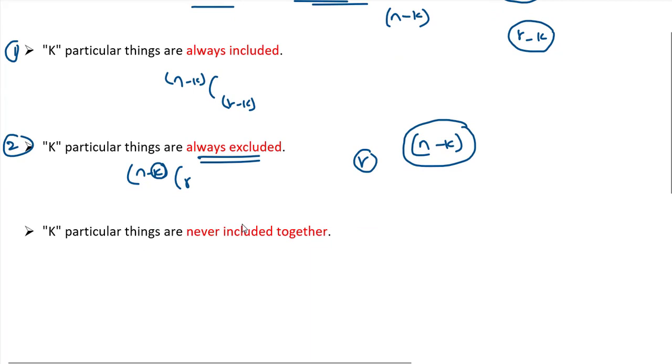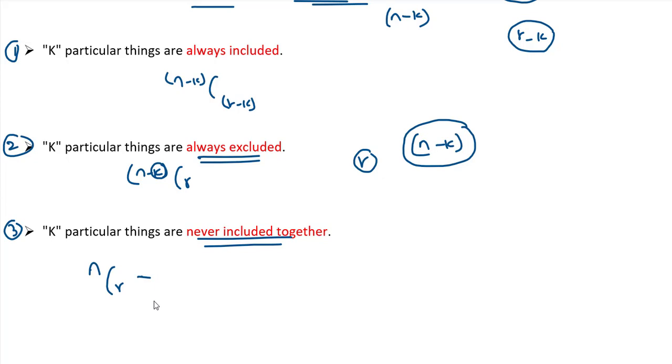In the third case, k particular things are never included together. So the total number of ways in which you can select r things out of n things is given by nCr. From this we'll subtract the number of ways in which k particular things are always included. This is the total number of ways, and from it we are subtracting the total number of ways in which k particular things are always included. This will leave us with the number of ways in which k particular things are never included together.